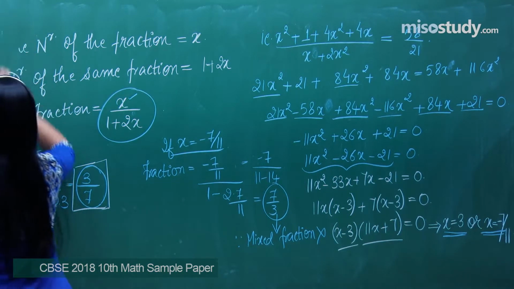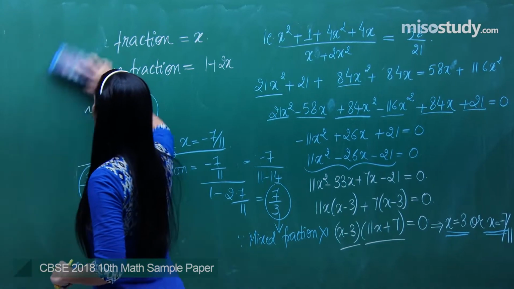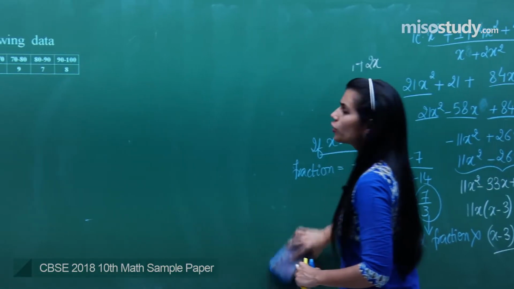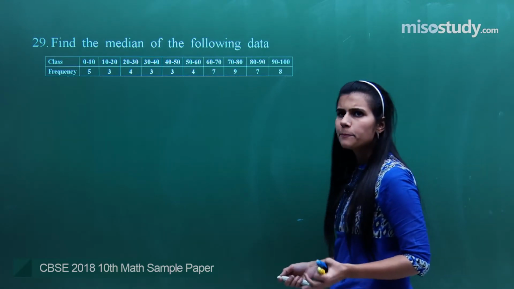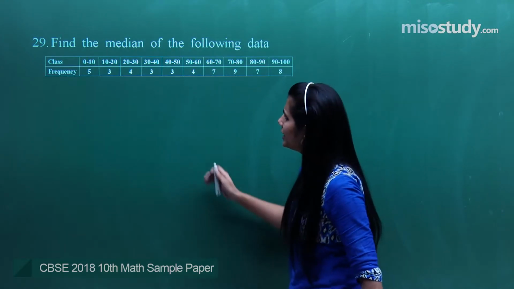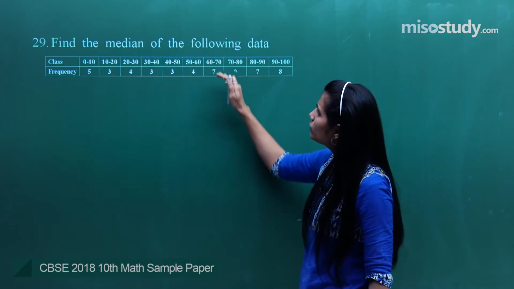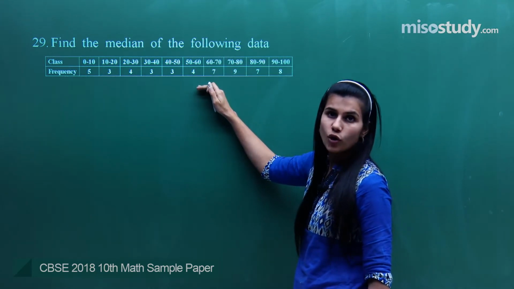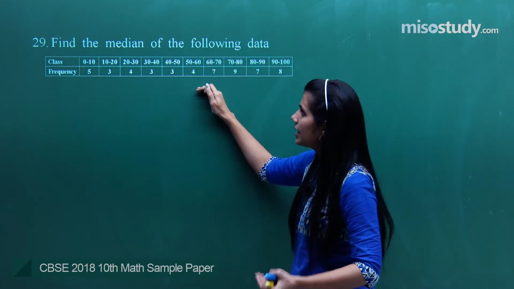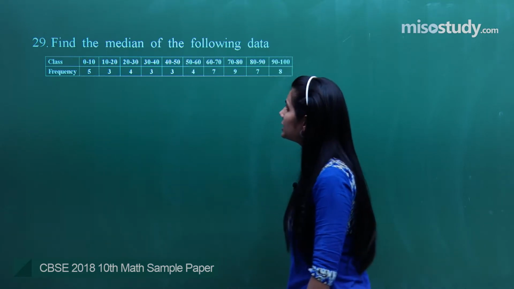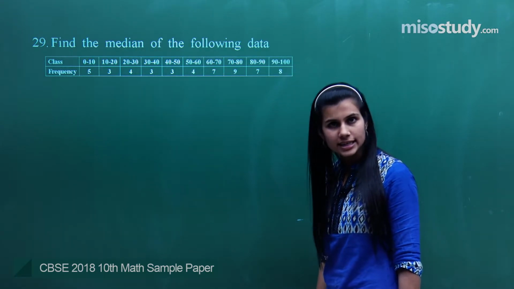So students, let's now proceed to the next question. It's already been presented before you. Take a look at it. Try to understand what you have to do and start at least doing it. What is the question demanding? Well, a simple, direct question. It is giving you the data, the classes and frequencies corresponding to each class, and asking you to find the median of the following data.